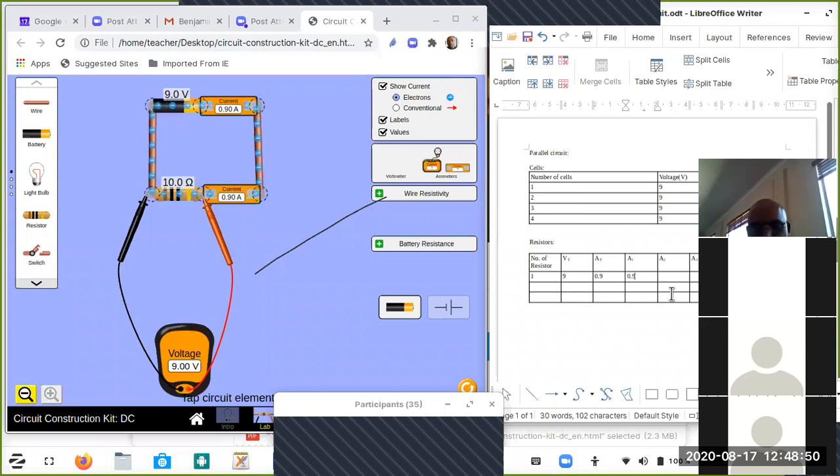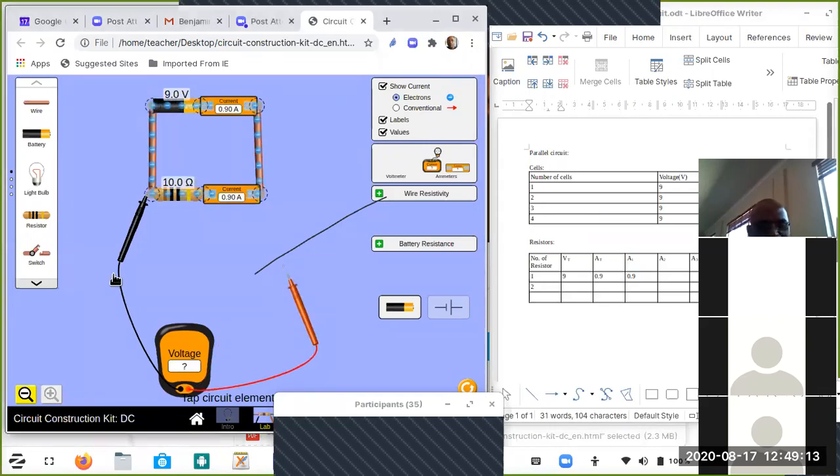Now, I'm going to connect a second resistor. Then we are going to take note of the total voltage supplied. Then we are also going to measure the current flowing through the circuit. Are you still with me? Yes, sir. Fine. So I'm going to connect a second resistor.